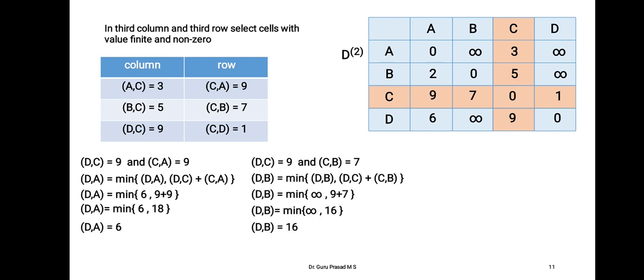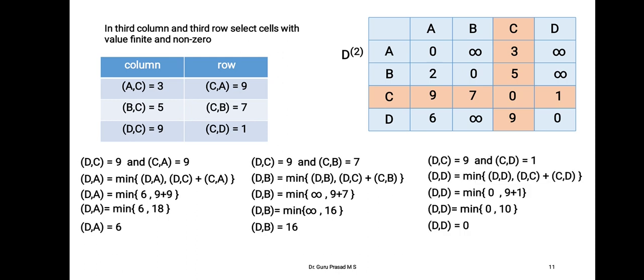Okay, next column last value, row second value, D comma C equal to 9 and C comma B equal to 7. Okay, you have to find the shortest path between D to B. Okay, you have to write the equation and you have to substitute the values. So D comma B value equal to 16.